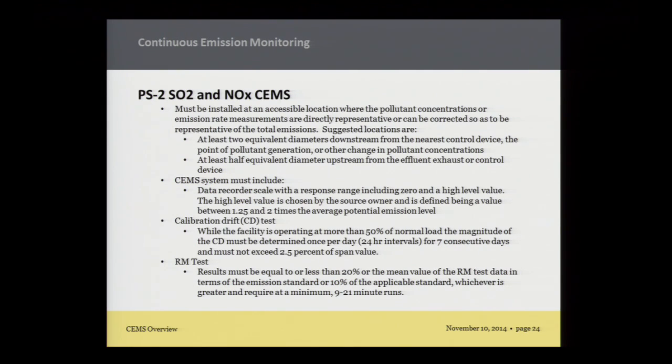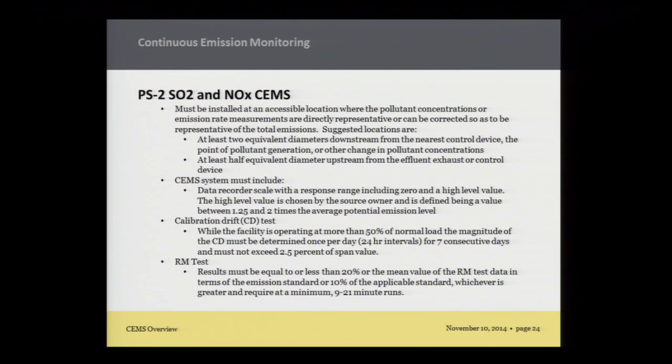What the heck does that mean? How do you measure that? The most important thing to remember in Performance Spec 2 about those requirements is that pollutant concentrations and rate measurements are directly representative. So we'll talk about some ways to prove that later. If you don't meet those requirements, there's some things you can do to help you show that where your sample point is, you're good.